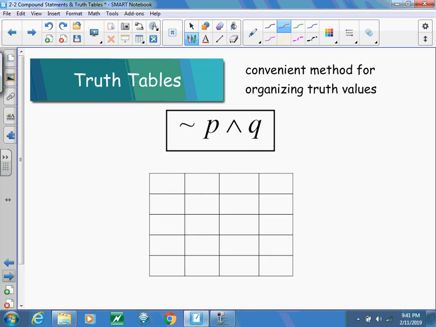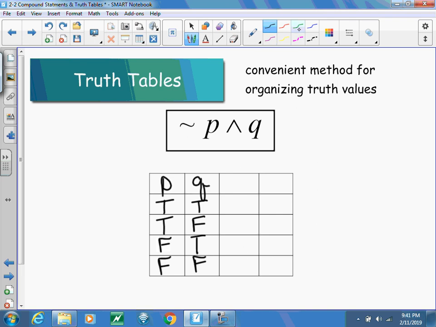Okay, let's try a different one here. I have the negation of P and the conjunction of statement Q. So once again, how many letters of the alphabet do we have? We've got P and we have Q, so we have 2 statements. That means we have 4 different options. We've got true, true, true, false, false, true, and false, false.